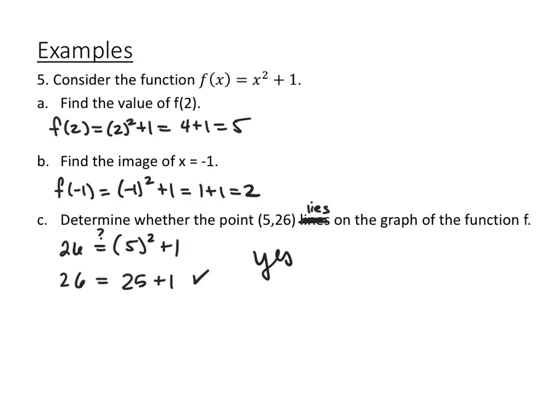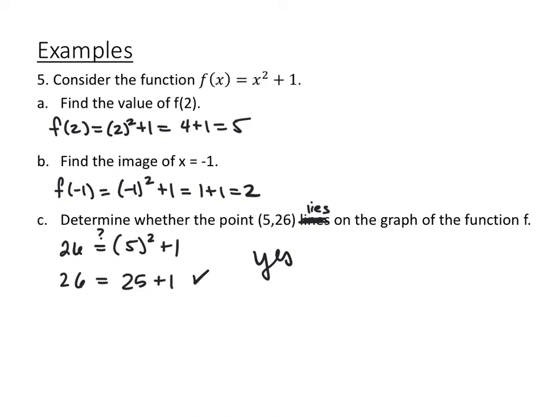So f(2) just means whenever you see an x in the original function, replace it with 2. So you end up with 2² + 1, which is 5. Find the image of x = -1 means find the y coordinate when you're given x = -1. It's pretty much the same question, just a different way to ask it. So again, plug in -1 every time you see x. Be careful on this one, it's (-1) squared, which is +1, plus 1 is 2.